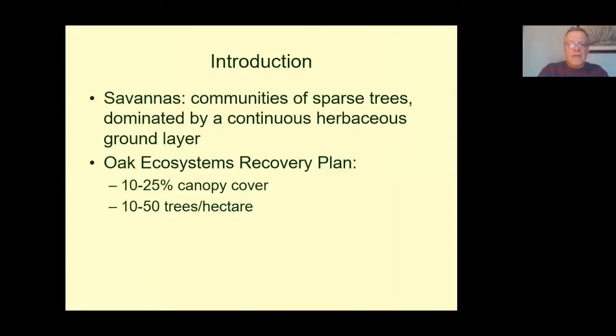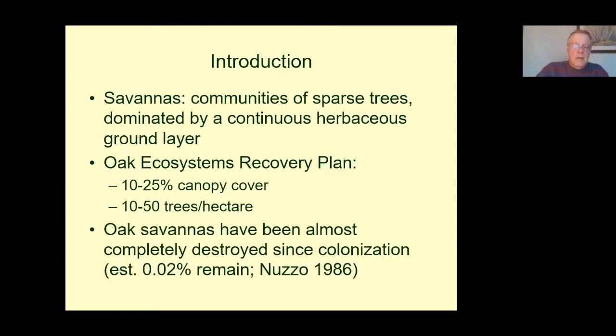So what are savannas? While there are a variety of definitions of savanna, in general, we may define a savanna as a community of sparse trees and dominated by a continuous herbaceous ground layer. The Chicago Wilderness Oak Ecosystems Recovery Plan defines oak savanna as having between 10 and 25% of tree canopy cover, or about 10 to 50 trees per hectare. Unfortunately, oak savannas have been almost completely destroyed since colonization.